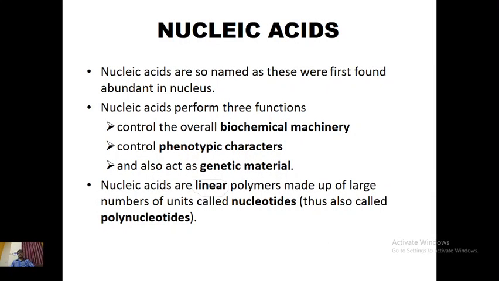So in our last lecture we saw some basic things about molecular biology and what is central dogma. Now we start with nucleic acids. Nucleic acids are so named as these were first found abundant in nucleus. Nucleic acids perform three functions. These control the overall biochemical machinery of a cell. These control phenotypic characters, and these also act as genetic material.